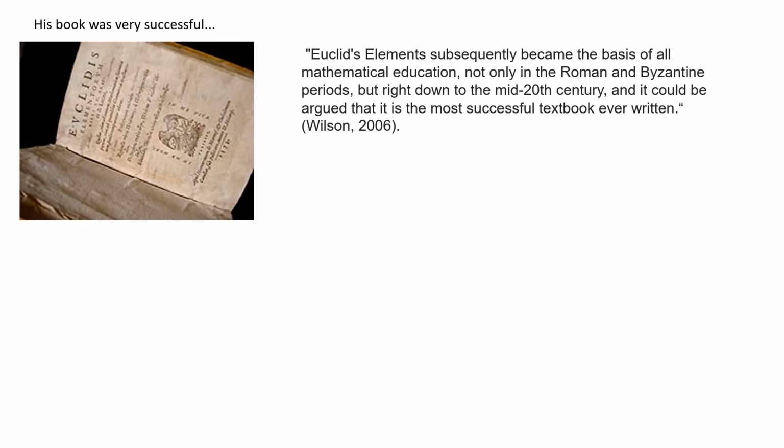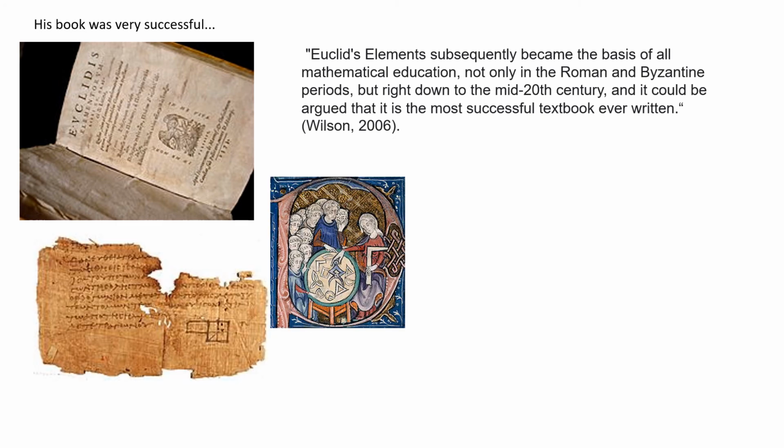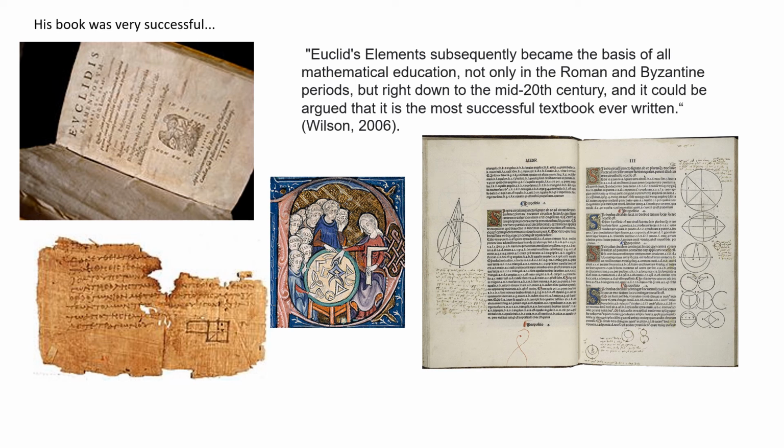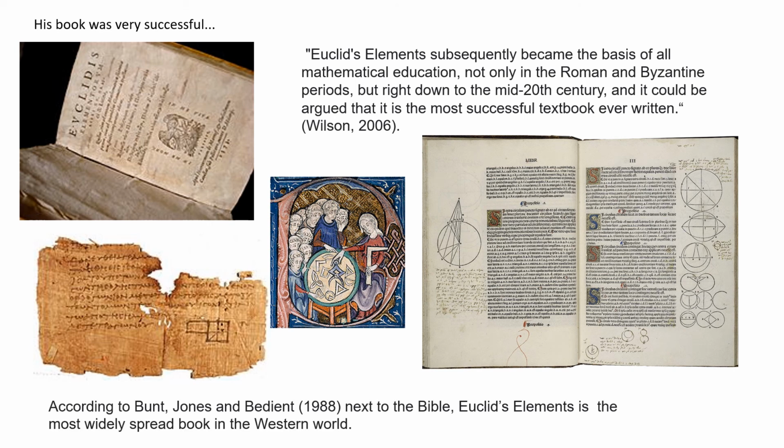So his book was very successful, and in fact Euclid's Elements subsequently became the basis of all mathematics education, not only in the Roman and Byzantine periods, but right up to the mid-20th century. And it could be argued that it's the most successful textbook ever written. Here we see some older versions. Here it was studied in the medieval period, and here's some medieval version. And according to Bunt, Jones and Bedient, next to the Bible, Euclid's Elements is the most widely spread book in the Western world.